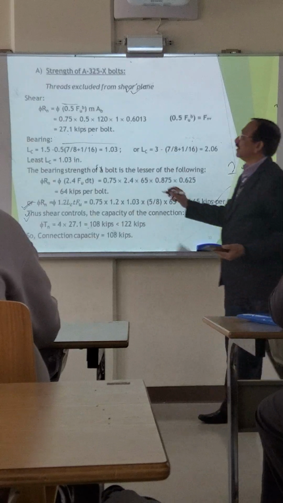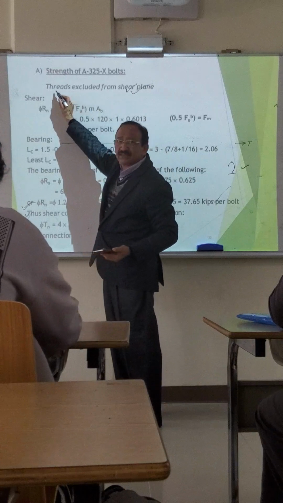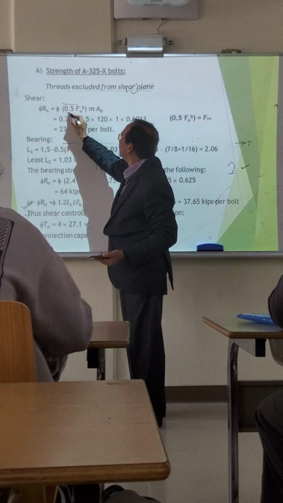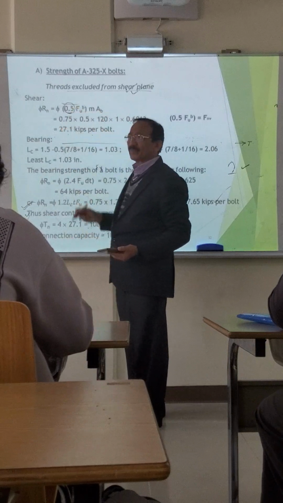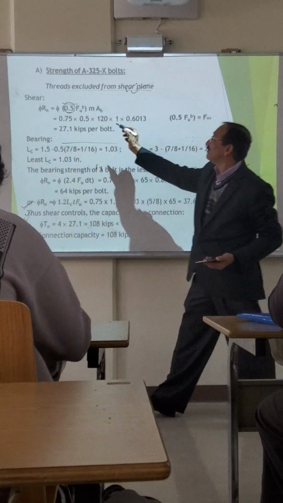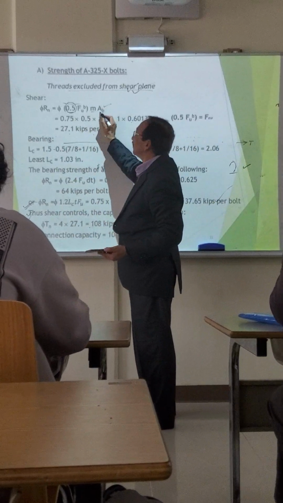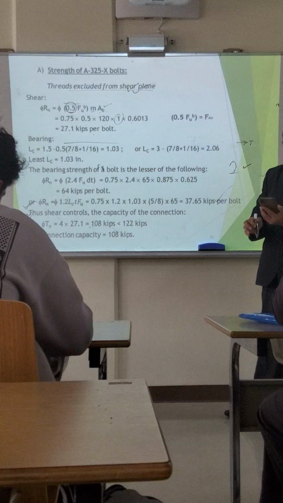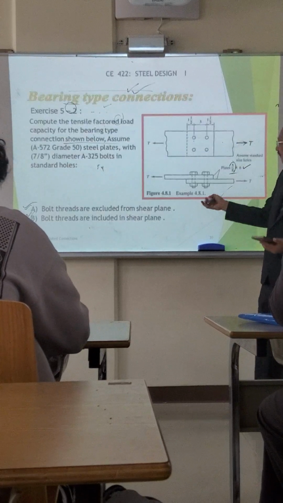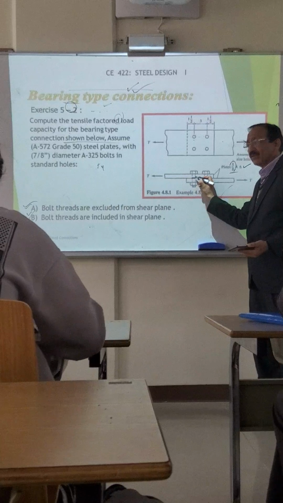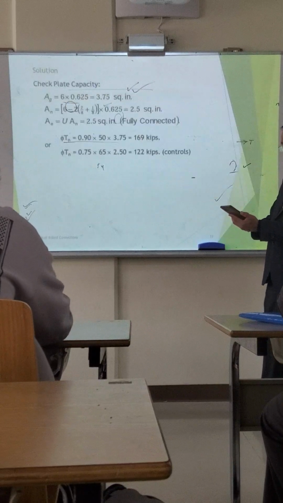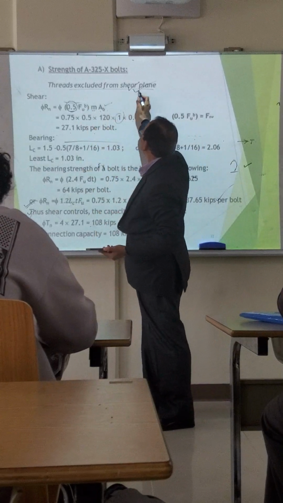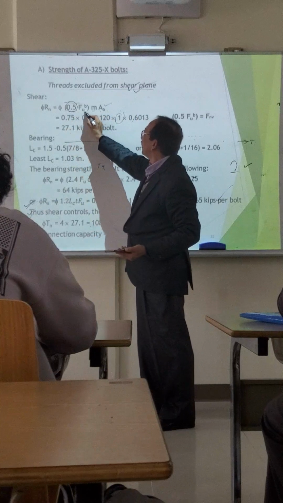Now we come to this. For shear, there are two cases. Threads excluded, and as I told you, here you are using 0.5. The capacity is taken as 0.5 of FUB, then M into the area of the bolt. M is the number of shear planes, which is equal to 1 in this case. Why? See this figure again. Only one shear plane. Two plates are overlapping, so the shear plane is 1. Therefore, we put 1 here.